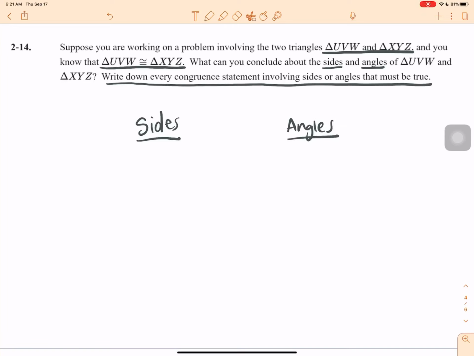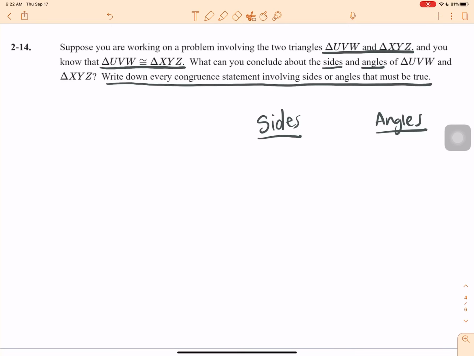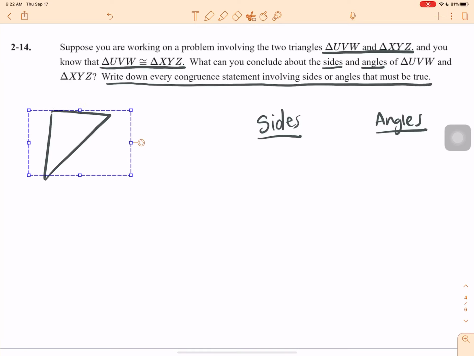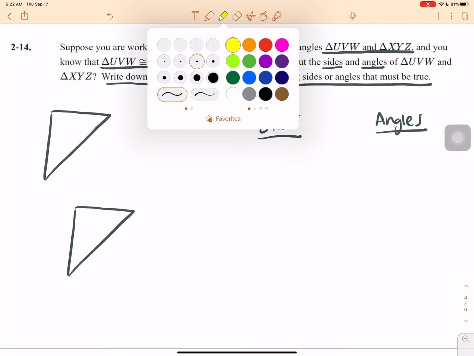Now, what we need to do, though, to help us visualize this a little bit better is we need to draw 2 triangles. So it doesn't really matter what they look like. Okay? So they tell us the order of which they're corresponding. Here, actually, I'm just going to duplicate mine because I can. There we go. All right, so I'm going to go and use some color here.